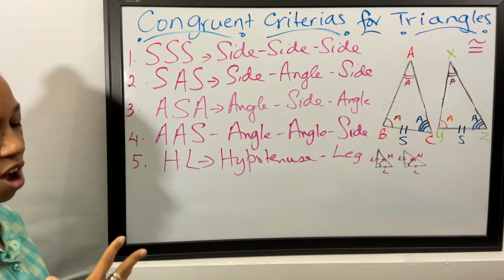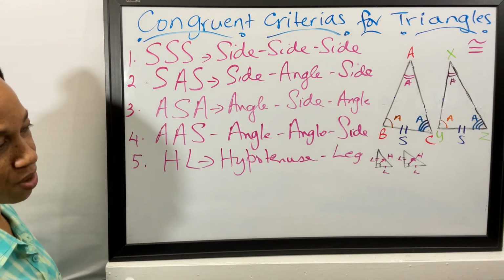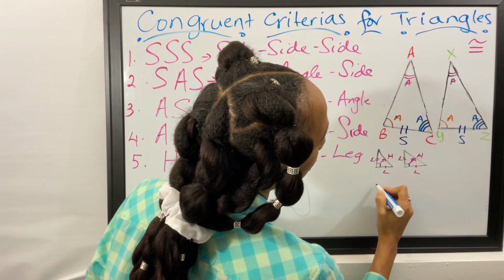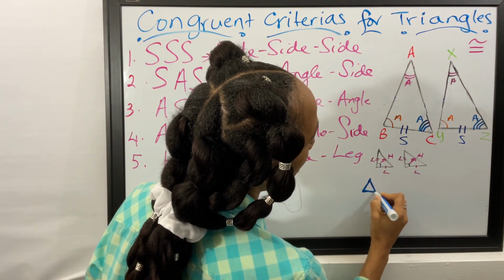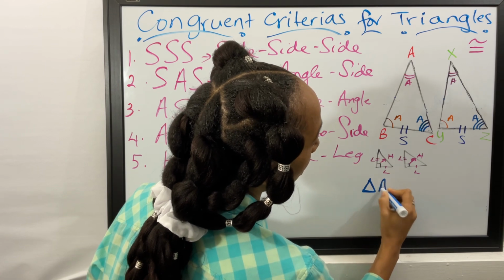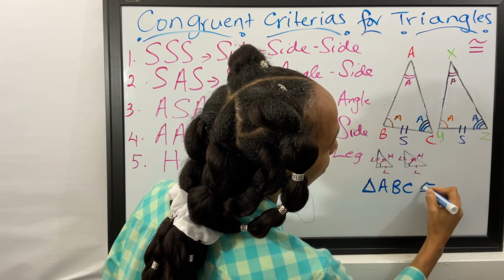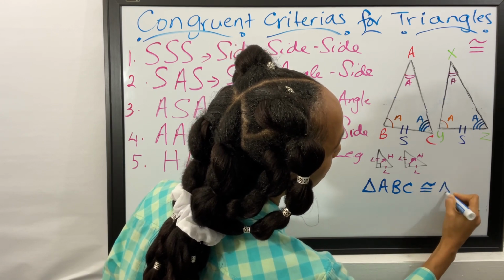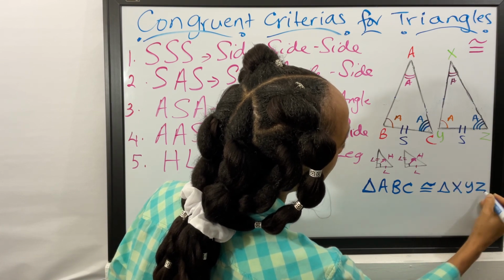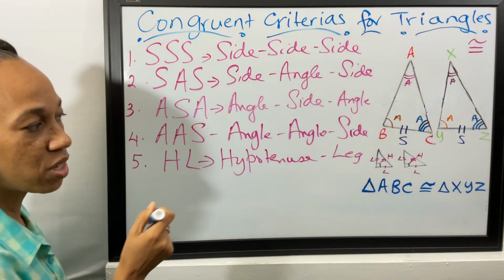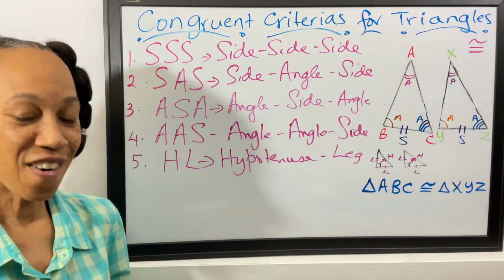Now, we have our 5 congruence criteria here. And in general now, we simply write that triangle, and this is our symbol for our triangle. Triangle ABC is congruent to, that goes my tilde, congruent to triangle XYZ. And that's how you would write it to say that these two triangles are congruent to each other. All right?